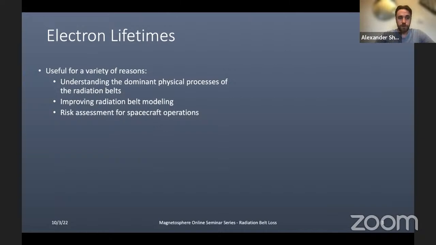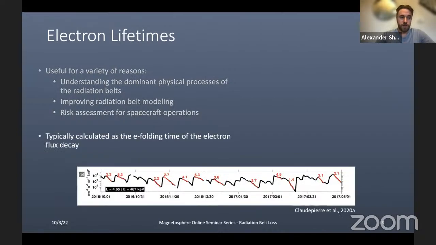Electron lifetimes are used as a parameter in radial diffusion models, and accurate lifetimes are needed for models to reproduce key features in the data. And then from an operational point of view, electron lifetimes inform us about how long after a storm the radiation environment is enhanced and the potential risk to spacecraft. So electron lifetimes are typically calculated as the e-folding time of the electron flux decay.